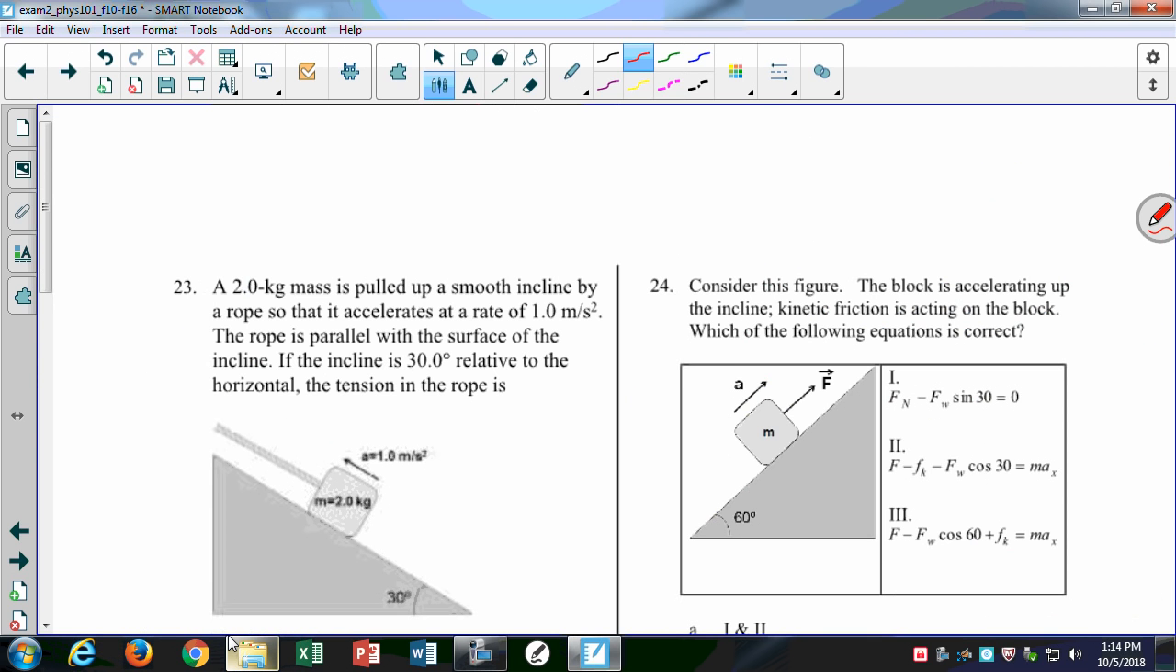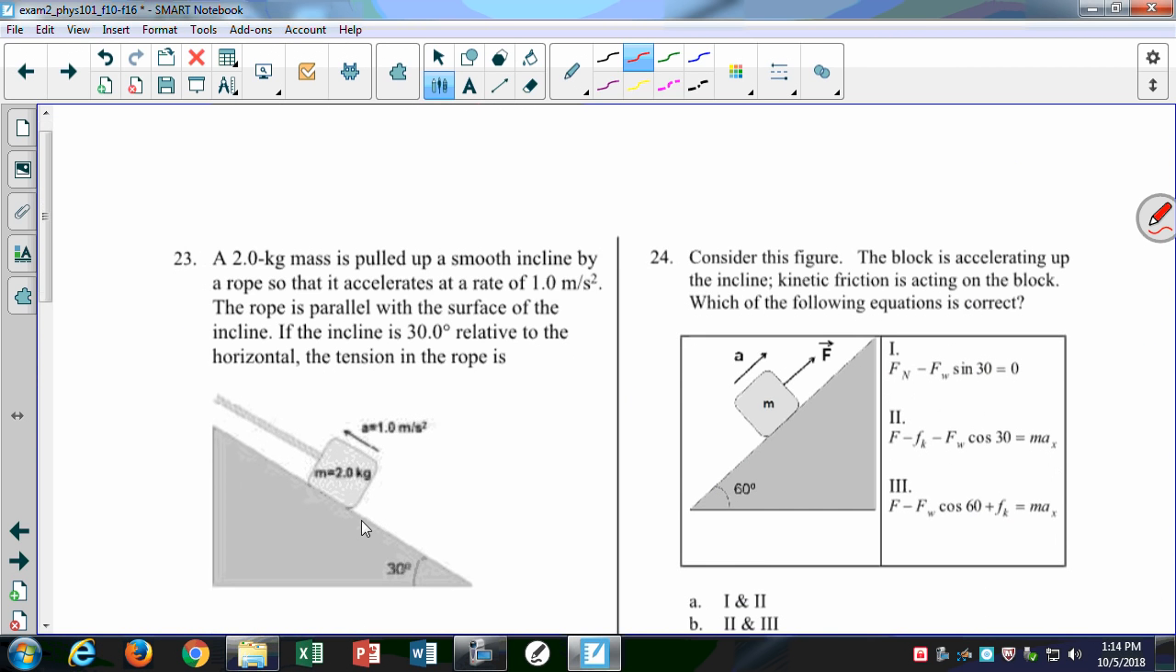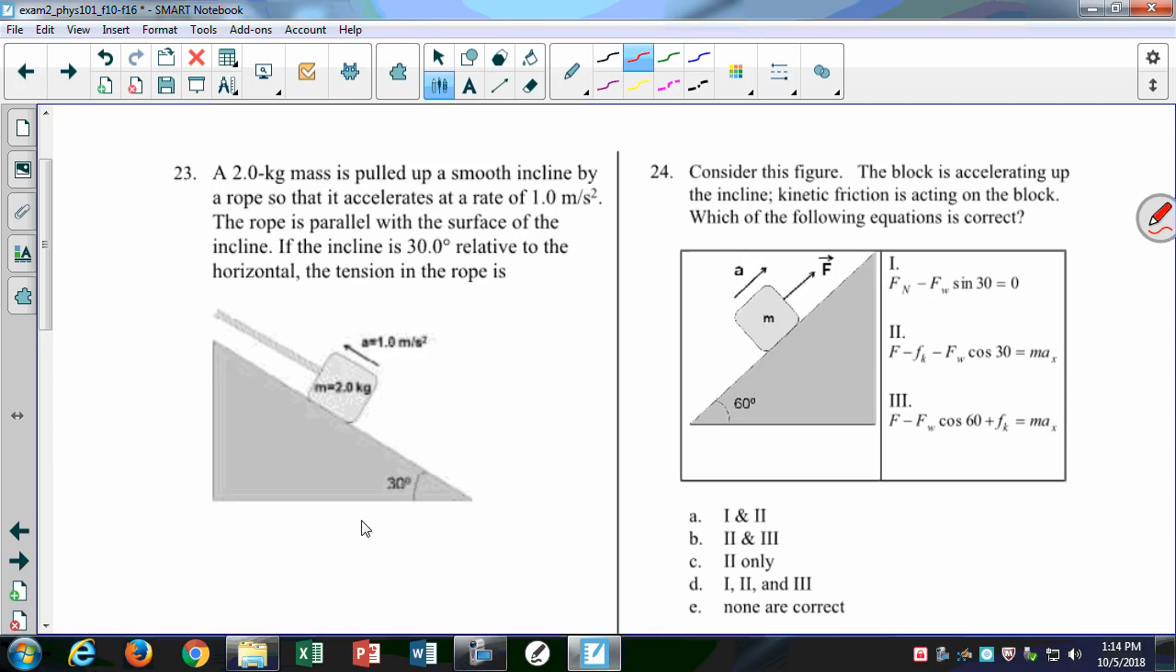All right. You want to do incline plane? Yes, why not? All right, let's do this one. So when you come to these, they might have friction, they might not have friction. And this one is a smooth incline, so it's a little easier when there's no friction, because you don't have to worry about the normal force. The 2 kilogram mass is pulled up a smooth incline by a rope, so it accelerates at a rate of 1 meter per second squared. What is the tension in the rope?